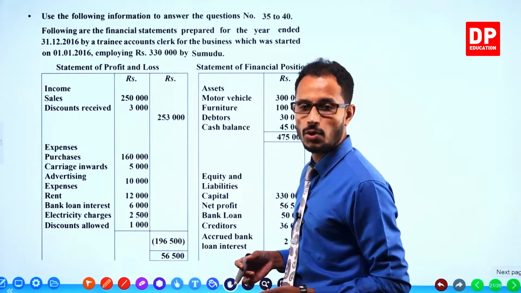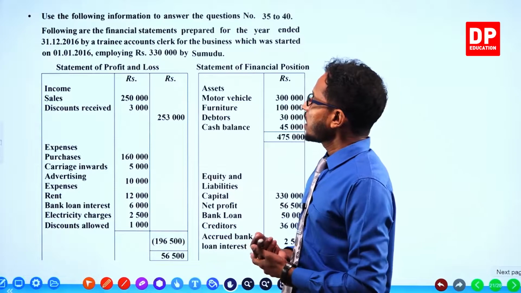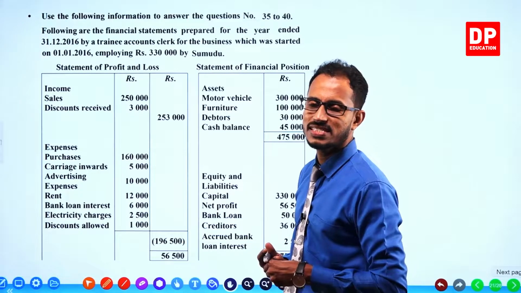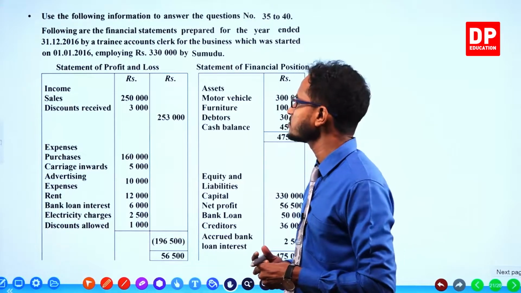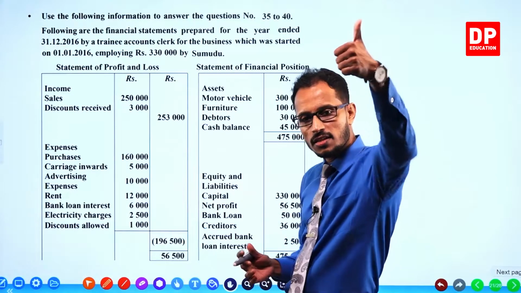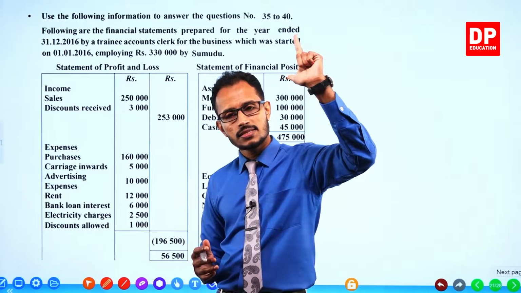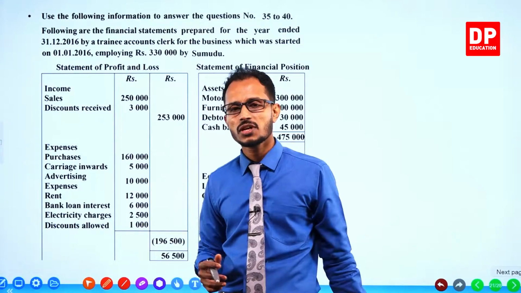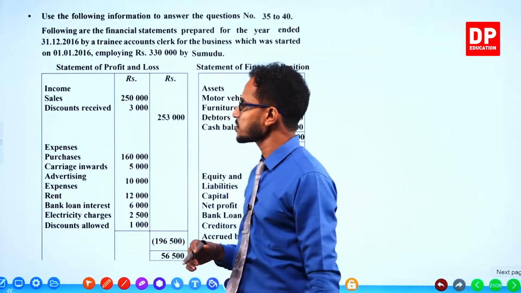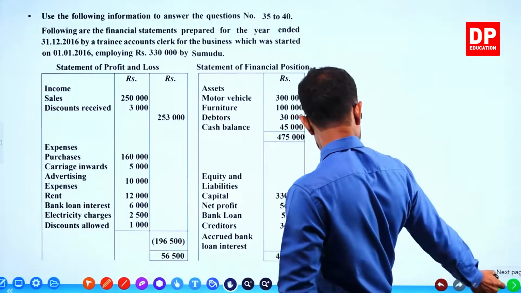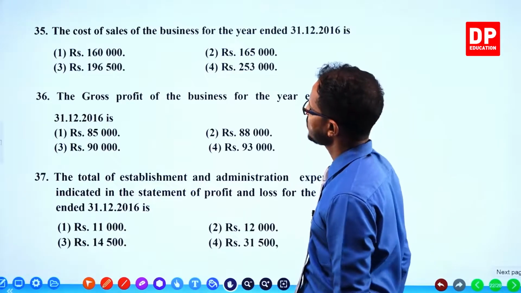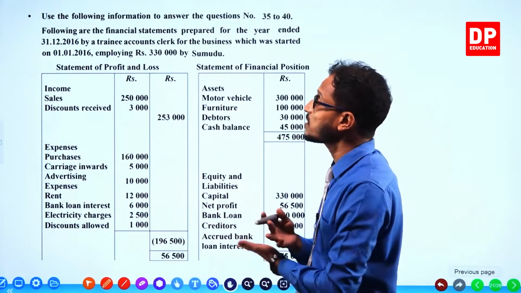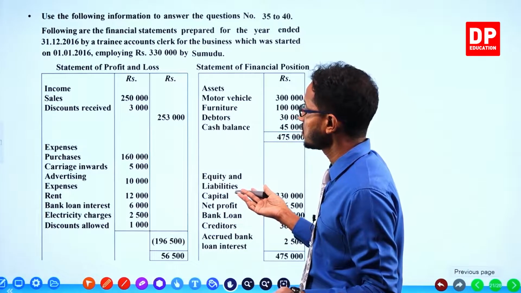We have the 35th question, given out of the financial statements lesson, from 35th, 36th, 37, 38, 39 and 40. Those questions come from financial statements. Before that, let's study the financial statements given to us. It's not a trial balance.